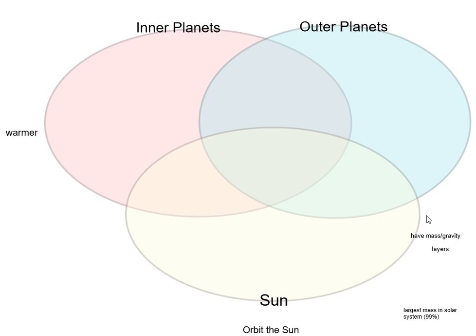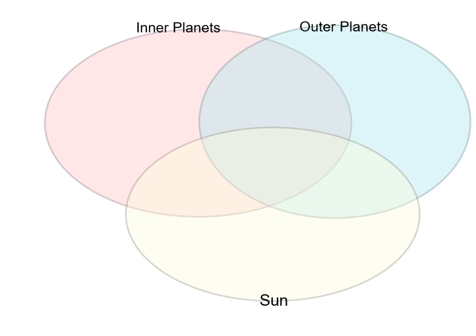Right, you're going to use your references back in past science units to find out which ones have gravity and mass. You're going to need to reference which ones have layers and a few different options. And you're going to need to use your brain to figure out which one has the largest mass in the solar system. All right, you're going to need to find out what orbits the sun. And when we say warmer, that's in reference to warmer than other things in our galaxy, and then not as warm as our sun.